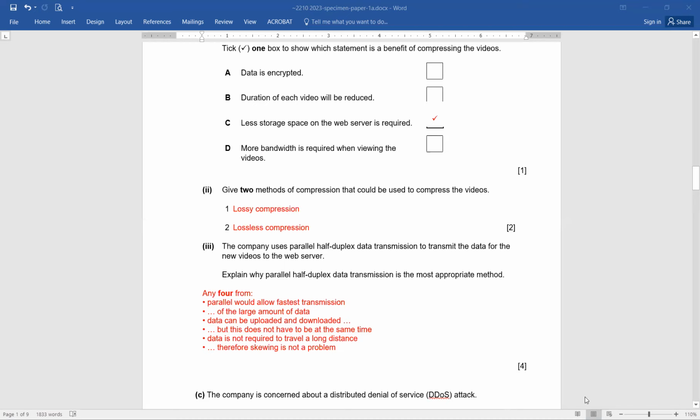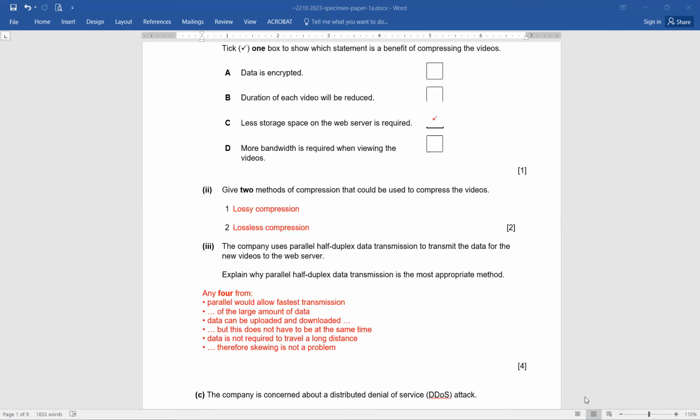The company uses parallel half-duplex data transmission to transmit the data for the new videos to the web server. Explain why parallel half-duplex data transmission is the most appropriate method. By the way, if you recall, now it's a 4-mark question, meaning that there are 2 marks that you have to explain the parallel transmission, and there are 2 marks that you have to explain the benefit of half-duplex transmission. So in this manner, we are bifurcating our 4 marks into parallel and half-duplex.